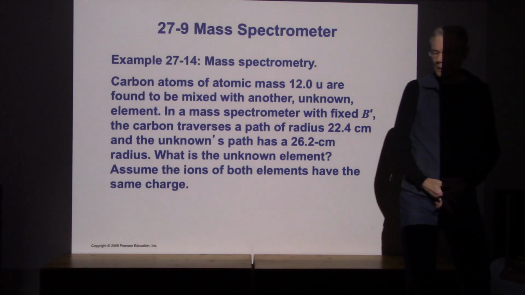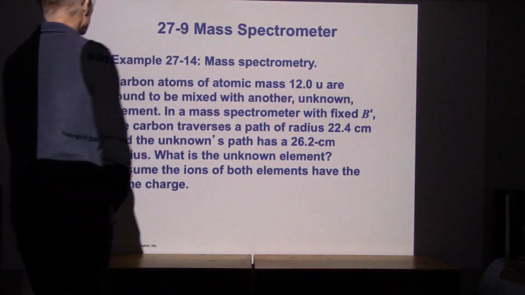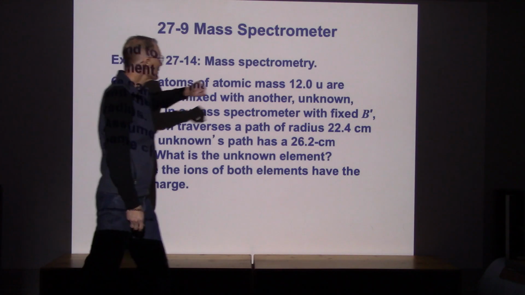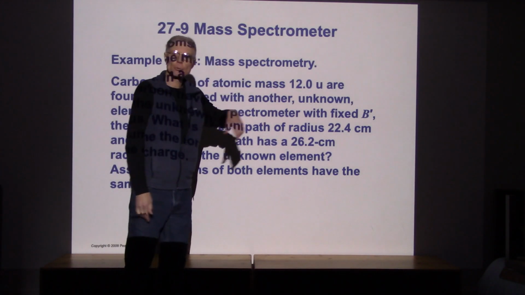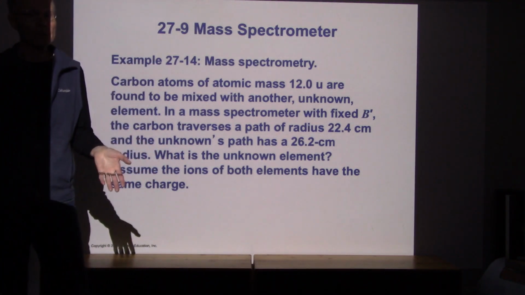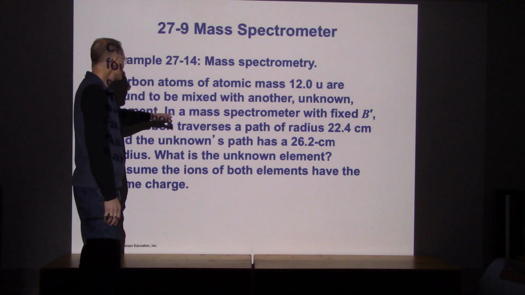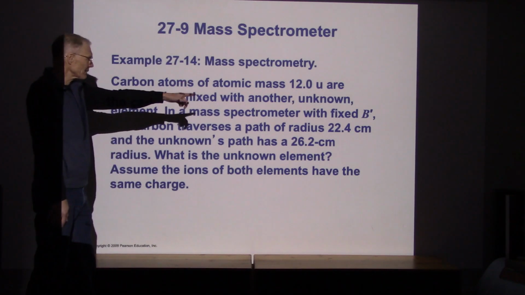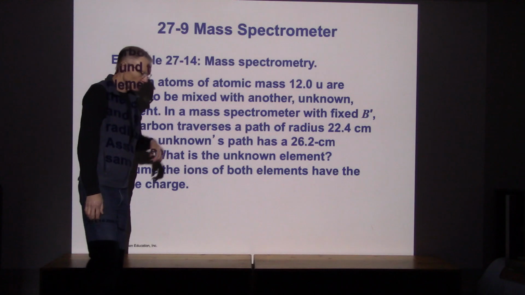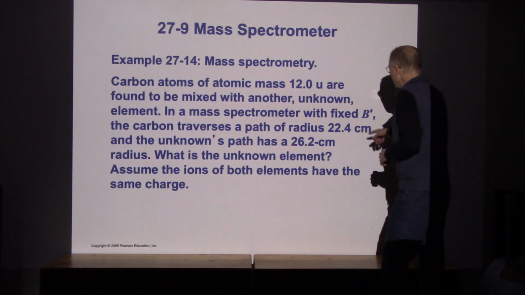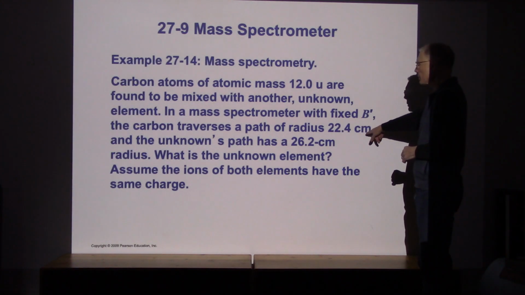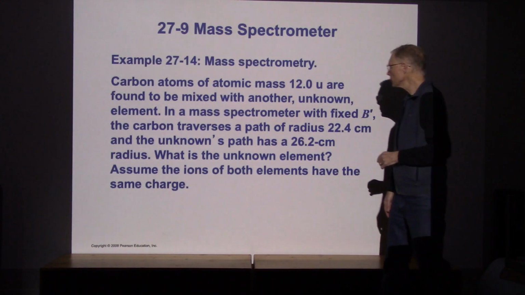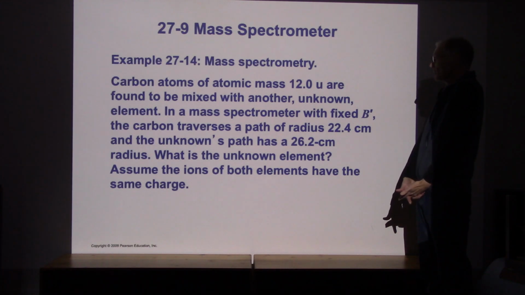Here's an example they have come up with for us. It says that we have a sample of carbon atoms. The carbon atoms individually have a mass of 12 atomic mass units, so the molar mass of carbon-12 is 12 grams per mole. It's found to be mixed with another unknown element in a mass spectrometer with a magnetic field B prime. The carbon ends up going through a circular path with a radius of 22.4 centimeters, whereas this other unknown material comes in at 26.2. They're asking, what's the unknown material?